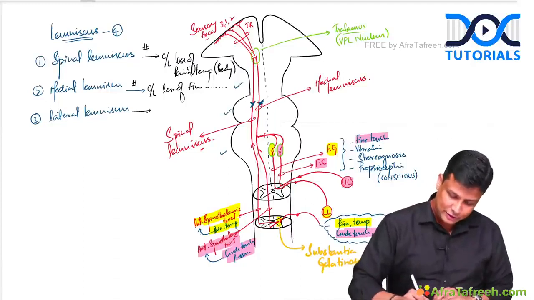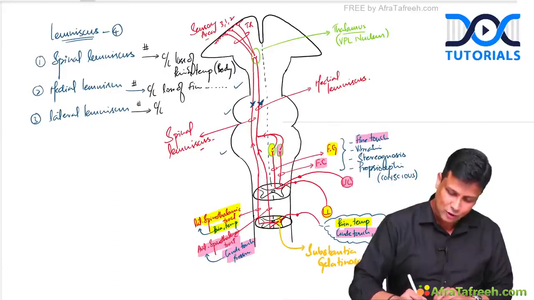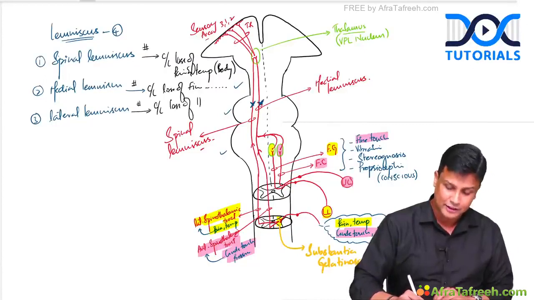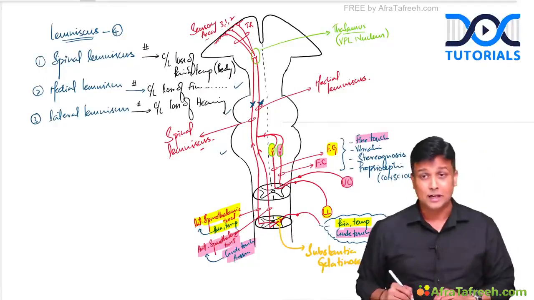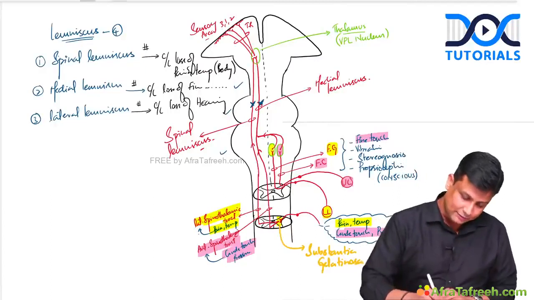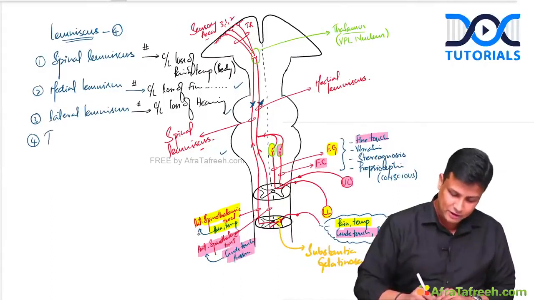So if there is an injury to that lateral lemniscus, then what is going to happen? Again, contralateral loss of hearing. Hearing comes in the auditory pathway. And then number 4, my dear friends, will be the trigeminal lemniscus.